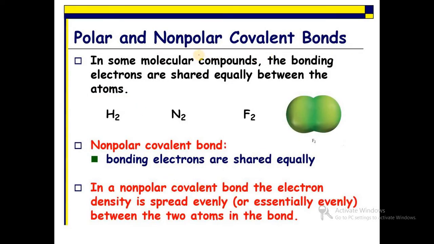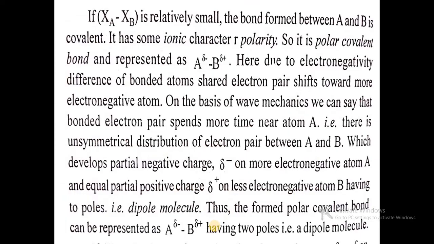In non-polar covalent bonds, in some molecular compounds, the bonding electrons are shared equally between the atoms, as in the examples H2, N2, F2. The bonding electrons are shared equally between these two atoms, as in this diagram. In a non-polar covalent bond, bonding electrons are shared equally. The electron density is spread evenly between the two atoms in the bond.